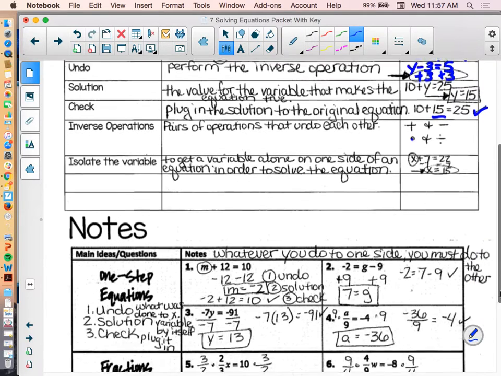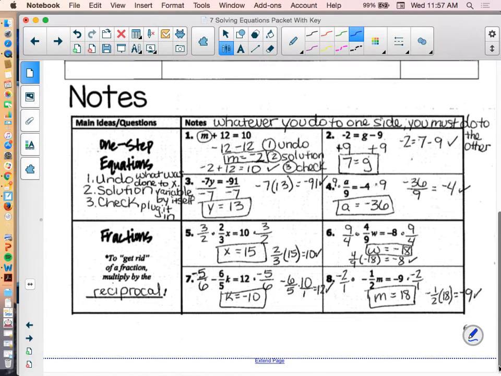All right, here's time for your notes. Whatever you do to one side, you must do to the other. Please jot that down right away. Whatever you do to one side, you must do to the other. And that's because, remember, we have a balance. In order to keep it balanced, if I add 2 to this side, I have to add 2 to this side as well.